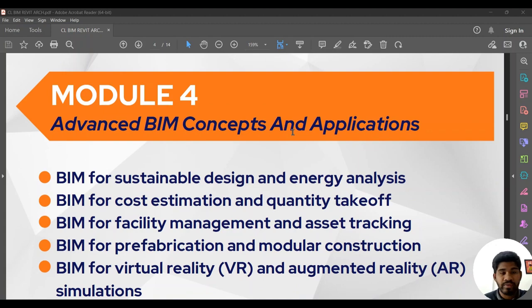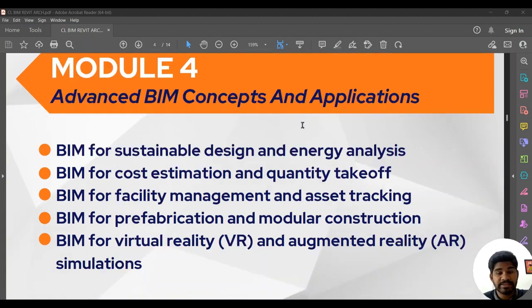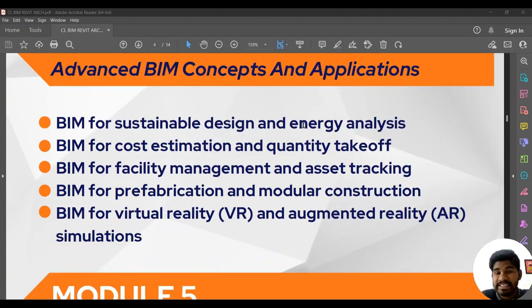Then in module 4, when it comes to advanced BIM concepts and applications, sustainability is a very, very big buzzword, and it is a very vast domain. We will be talking more about sustainable design using BIM and energy analysis.